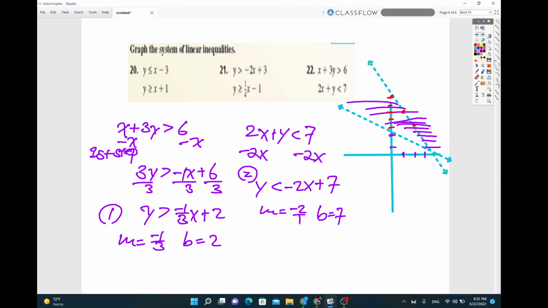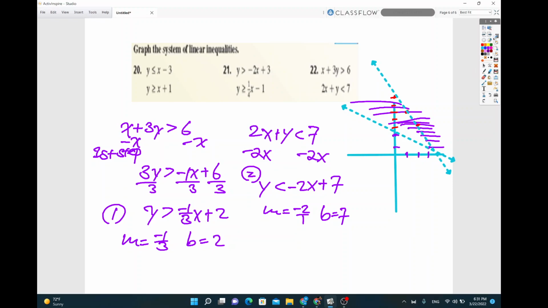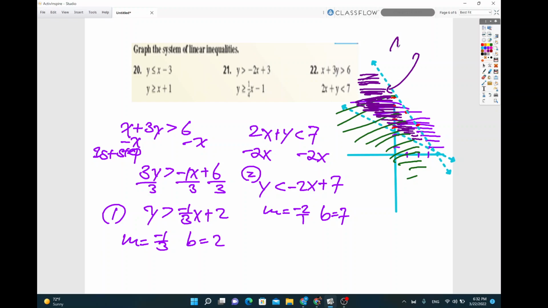I don't want to use purple, I want to use a different color here. Green. Okay, so in this region, that would be the solution for this inequality. As you can see right here, the overlapping shaded region is the solution where you can find all the solutions. So just highlight it. All solutions could be found in this region.